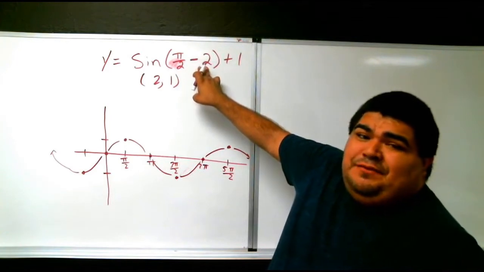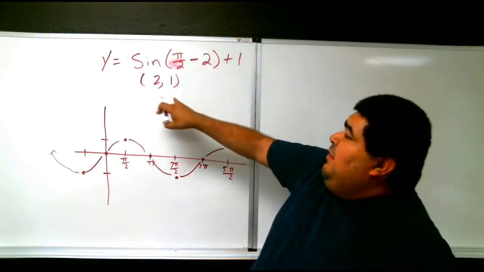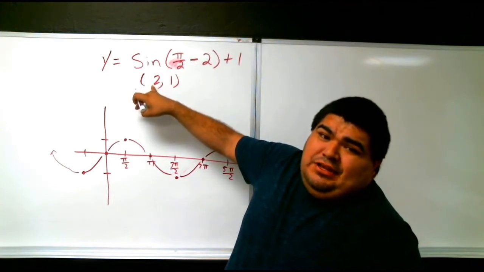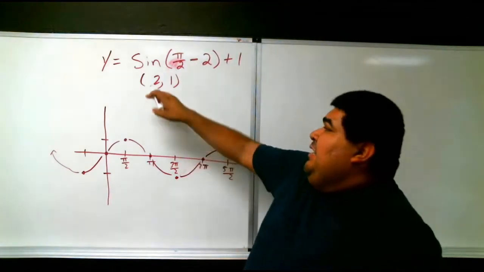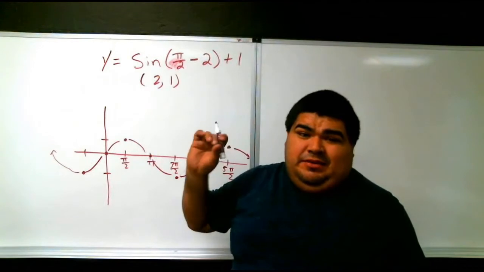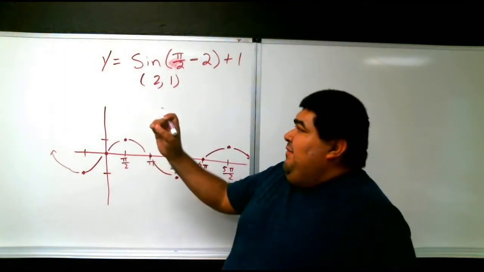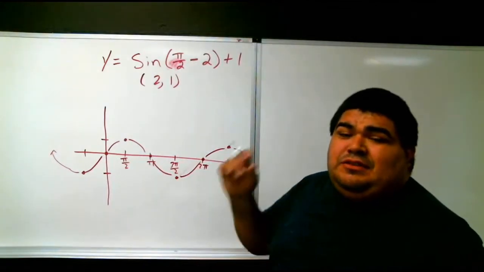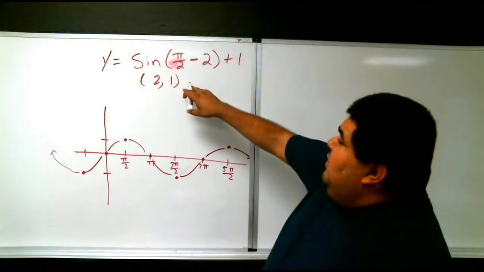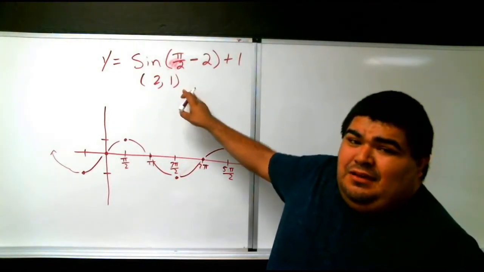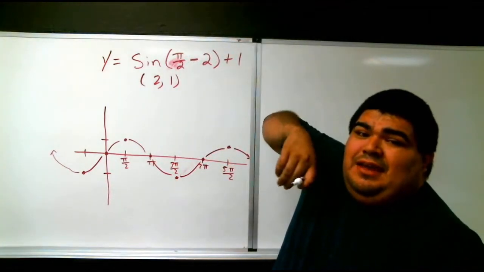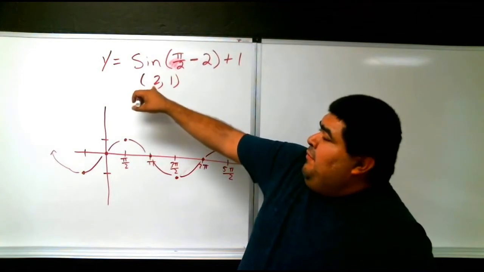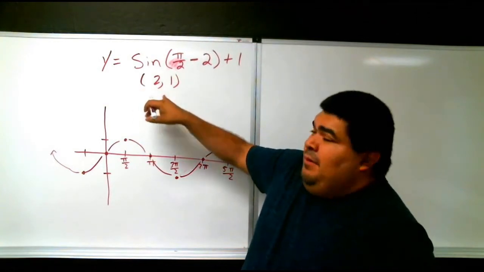Now we have a negative 2 plus 1, meaning since it's positive 2, our h, we're going to move. h is left and right: positive h means to the right, negative h means to the left. Positive k means up, negative k means down. Since they're both positive, we're going to move to the right and up.